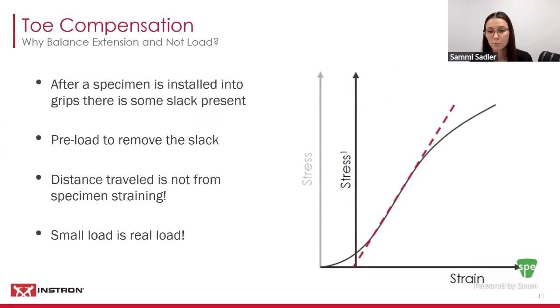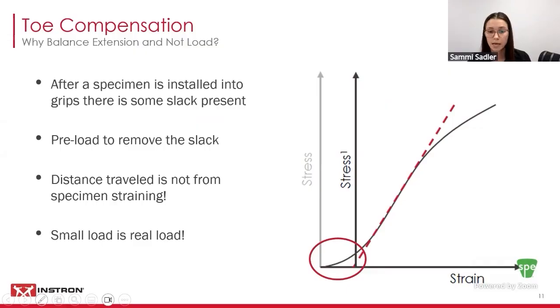The reason we want to remove the slack from the material before the test starts is because it'll create a low sloped stress strain curve like the one circled here. A toe region is defined as a region at the beginning of the curve that does not represent a property of the material. It's an artifact caused by the take-up of slack and alignment or seating of the specimen.